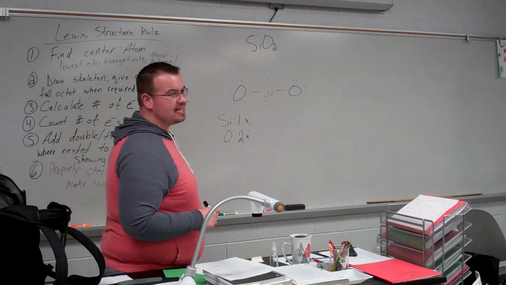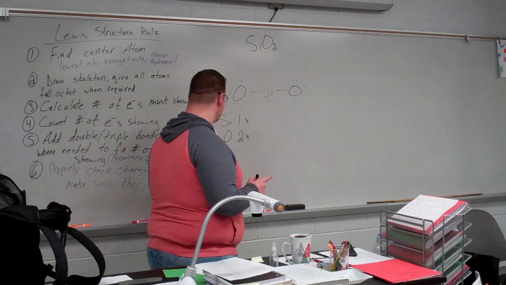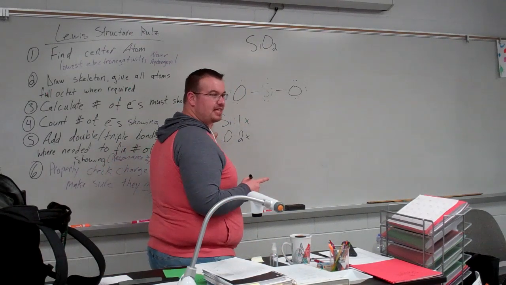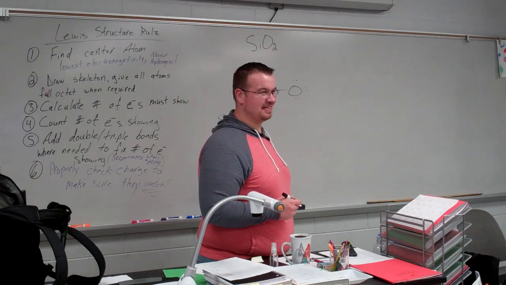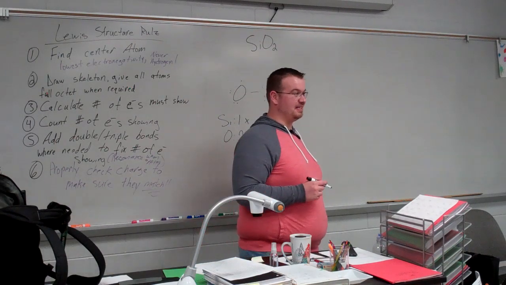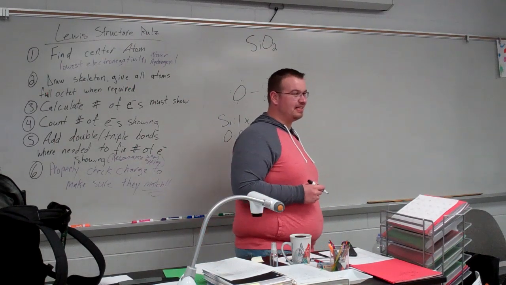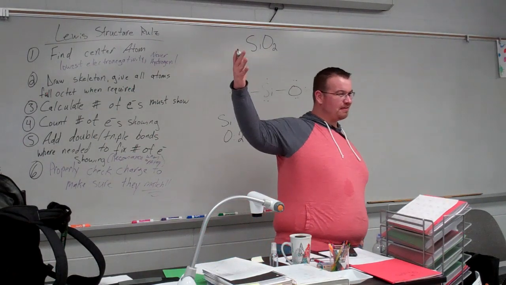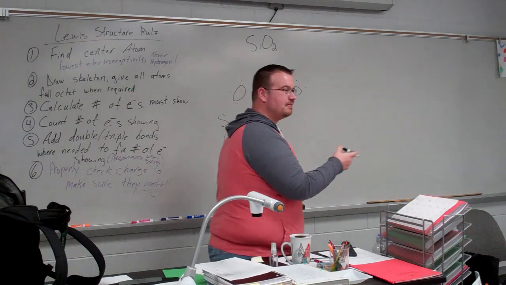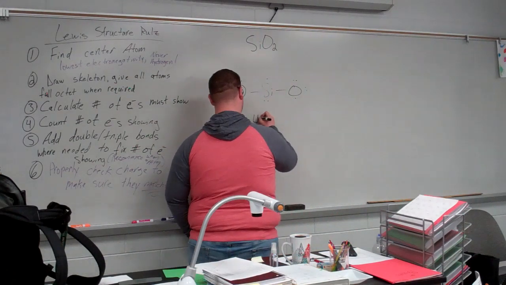All right. In this case, how many valence electrons does every silicon have? 4. Why do you get 4? Because it's in column 14. And how many valence electrons are from column 14? 4.